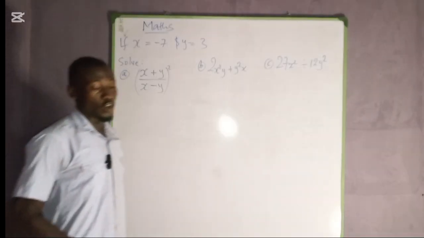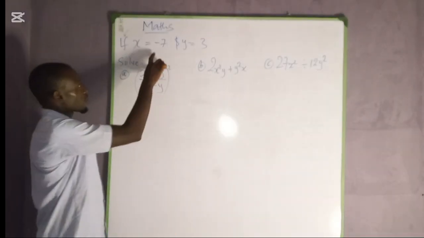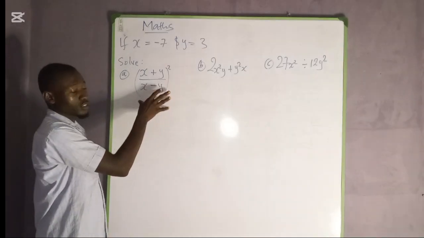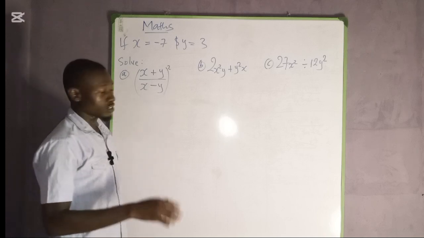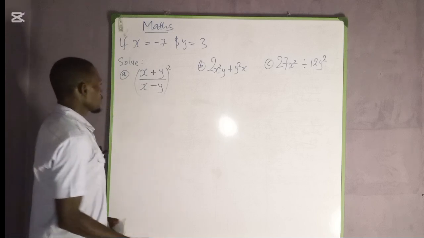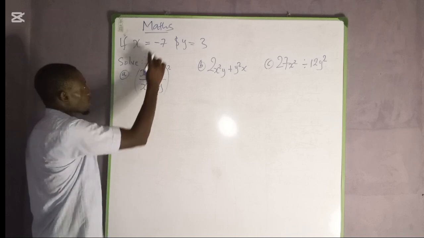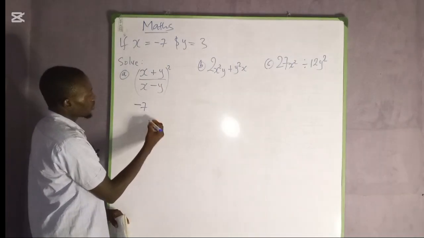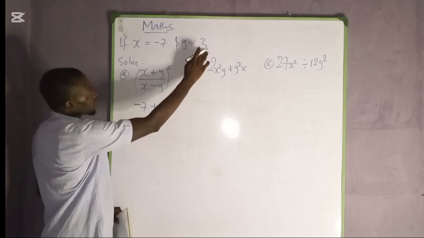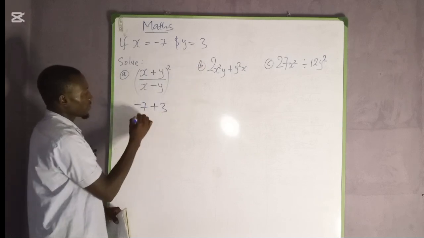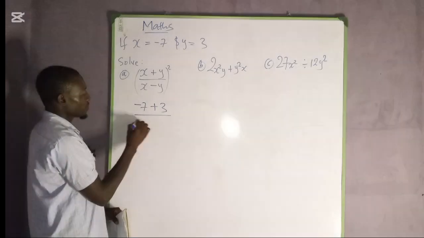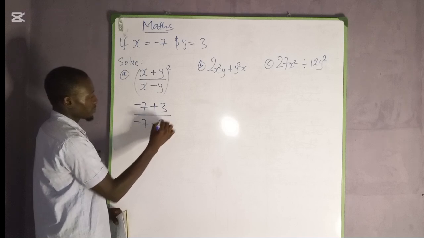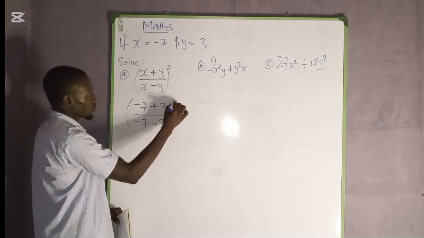All you need to do is to substitute minus 7 for x and 3 for y in this equation, and then after that it will balance itself. So let's go with this. Where we see x, we are going to put minus 7. So here we have minus 7 plus, for y we have 3, divided by x again, minus 7, then this minus comes in, then y will have 3. All these raised to power 2.